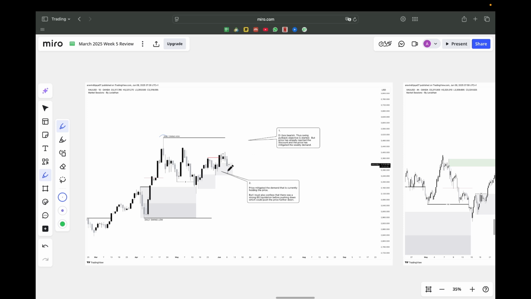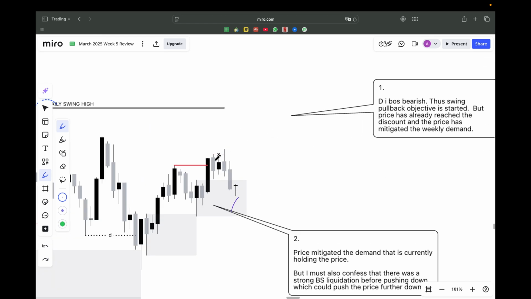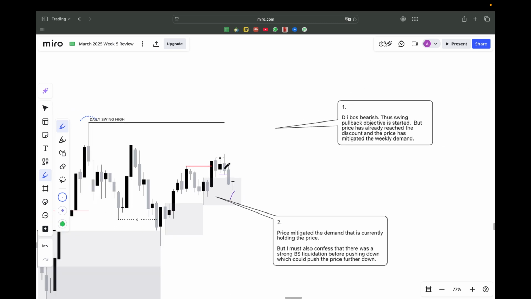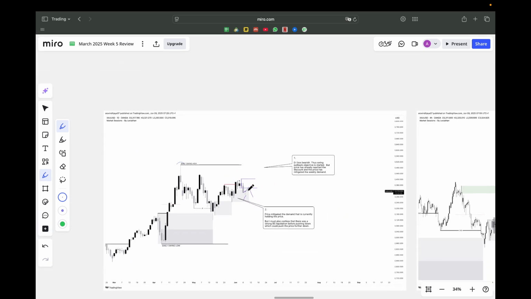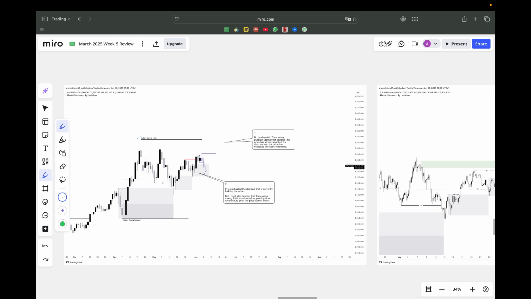So this demand is currently holding the price, but there is a caveat. The price had swept some strong buy side liquidity and pushed down, which means there is now a CHoCH bearish. Initially I did not notice this one, but I think on Thursday I noticed that this is a CHoCH bearish. So this red line should actually come here, and I should have expected and played shorts. Nevertheless, I did not directly look for longs from this daily demand zone. I waited for some lower time frame confirmations before looking for buys or sells. So that does not matter for me right now.